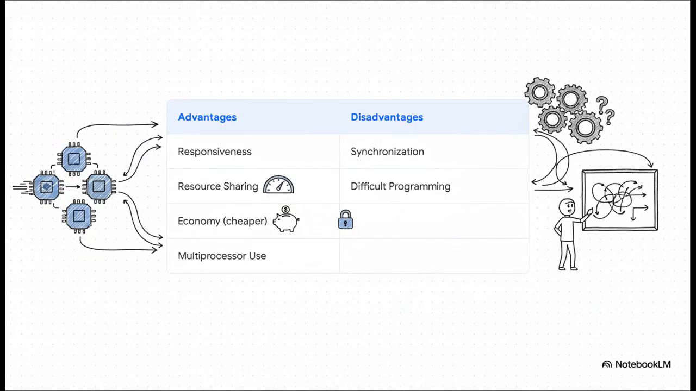The advantages here are huge. Your apps feel way more responsive, sharing resources is basically free, it's way cheaper than creating new processes, and you can take full advantage of modern multi-core CPUs. But there's always a catch, right? Because all that data is shared, you have to be really careful to coordinate or synchronize who gets to use what and when. And that adds a whole new layer of complexity to programming.